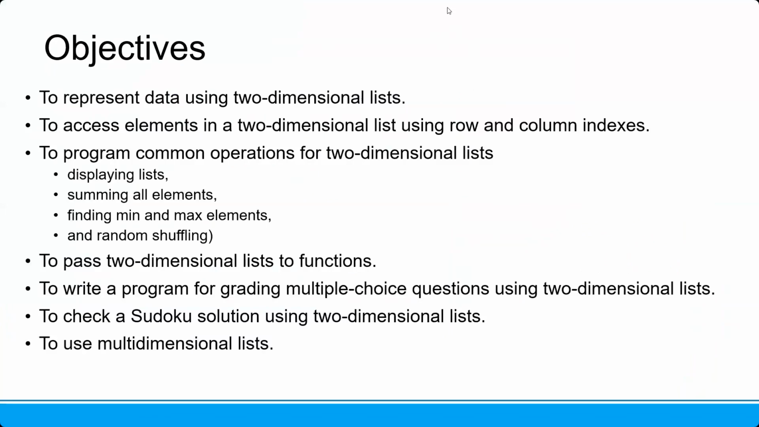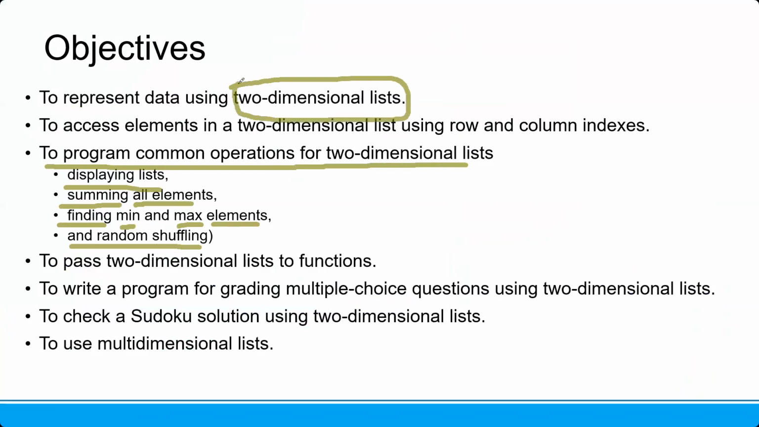And then we are going to program some common operations on two-dimensional lists. For example, how to display the list, how to sum all the elements, how to find the minimum and the maximum of the elements, and how to do random sampling. Okay. In industrial engineering, matrix is very important. So the two-dimensional list is very important in many kinds of industries.